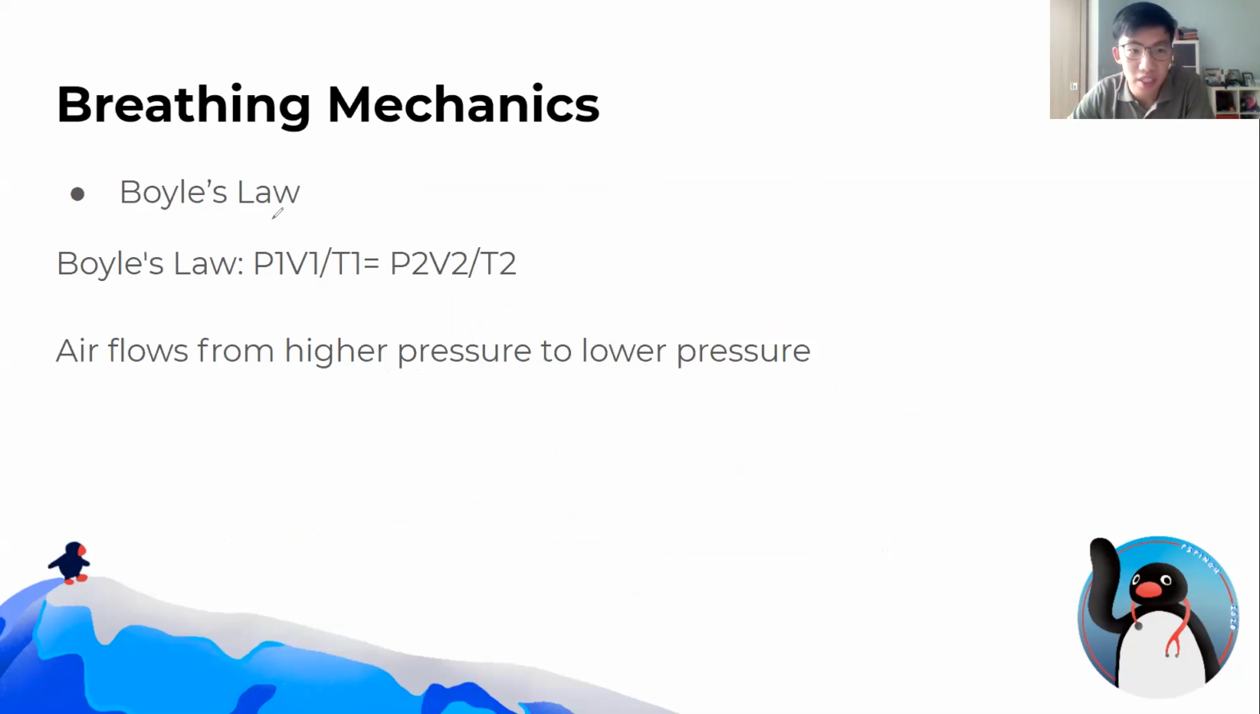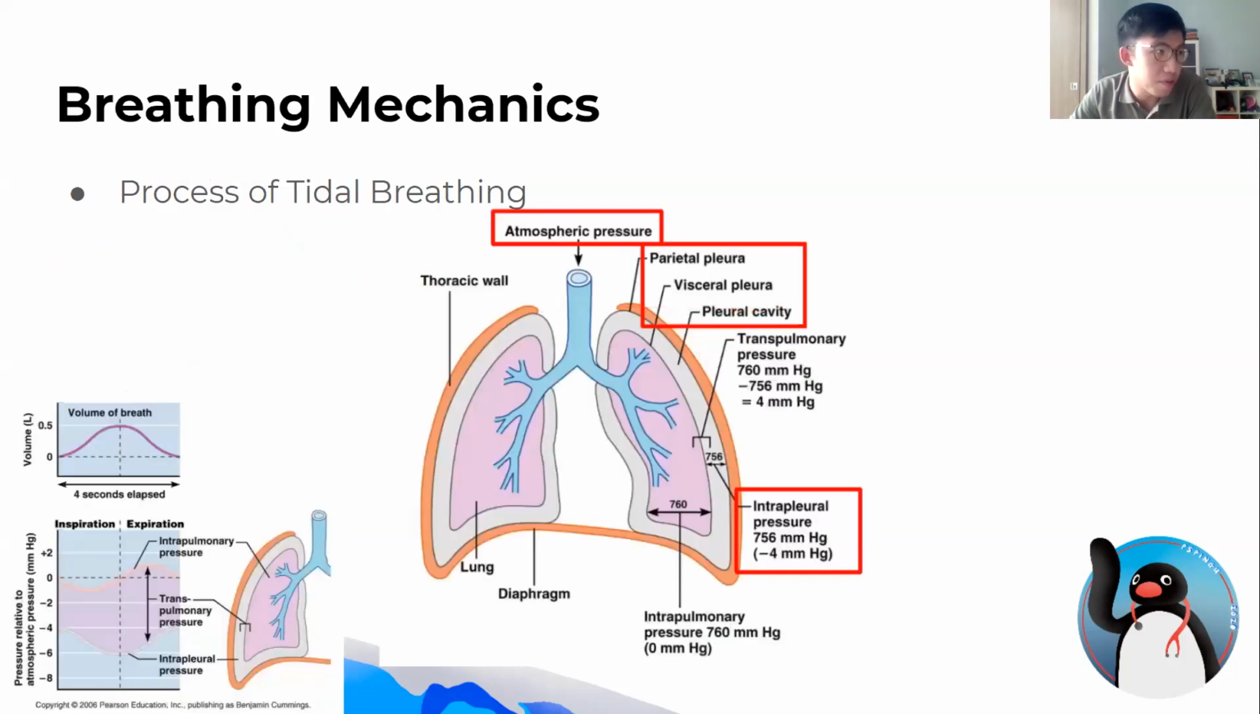Therefore, if P1 decreases, then in order to equilibrate the equation, the volume will move from V2 to V1. In other words, air flows from an area of higher pressure, i.e. P2, to an area of lower pressure, i.e. P1. And that ties in very nicely to breathing mechanics.